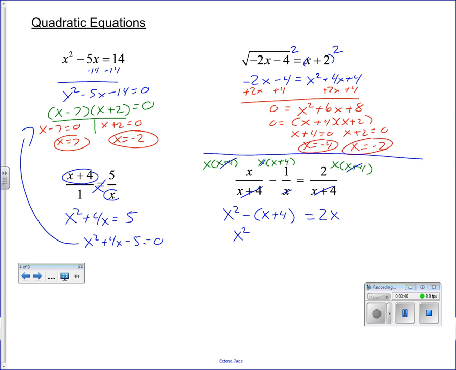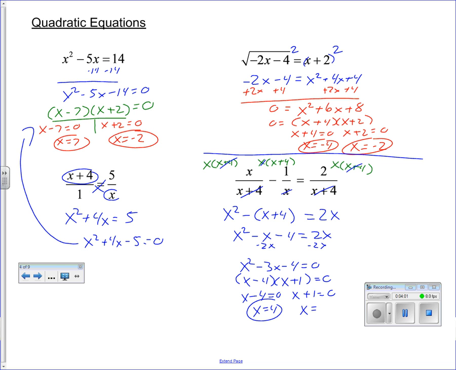And so when I distribute that negative sign, I end up with this, all to one side, subtract 2x, x squared minus 3x minus 4 equal to 0. Factor, x minus 4, x plus 1 equals 0. x minus 4 equals 0, x plus 1 equals 0. We get x equals 4, and x equals negative 1.